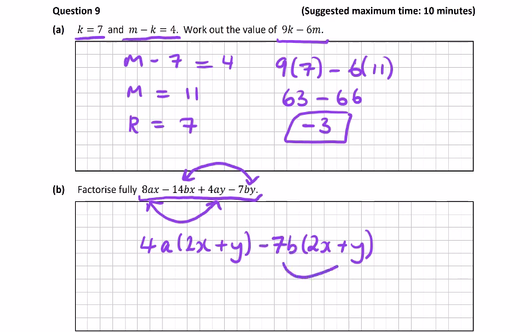And does that give the term we're missing? We have a minus 7by, and you can see it does. So we have 4a and minus 7b, both by 2x plus y. So we bring together the 4a and the minus 7b. We're multiplying both of those by 2x plus y.